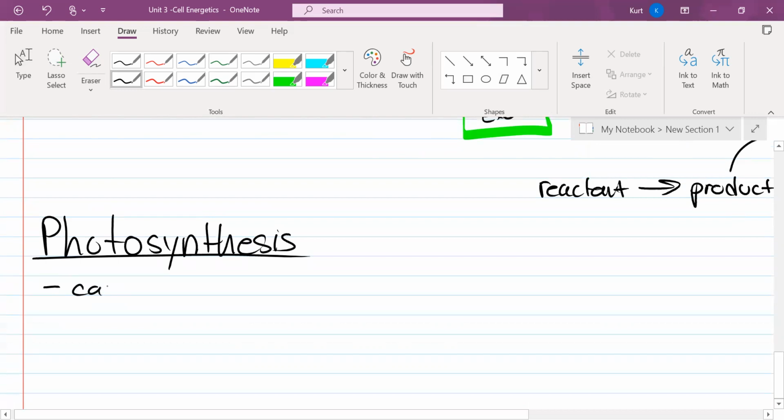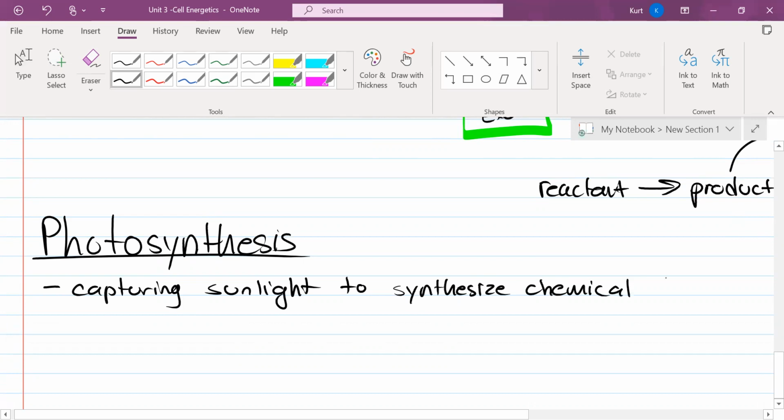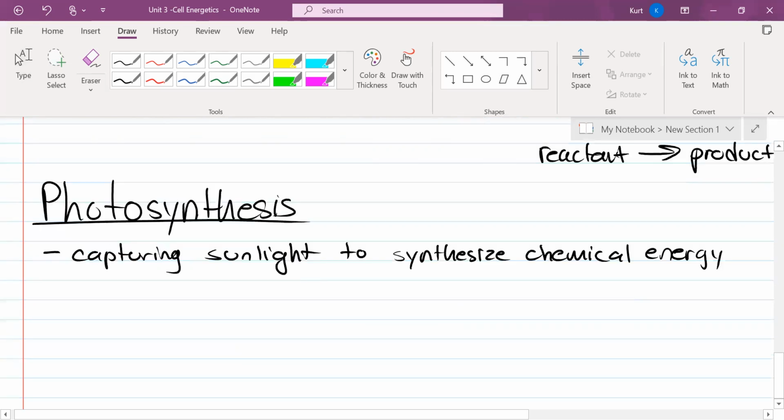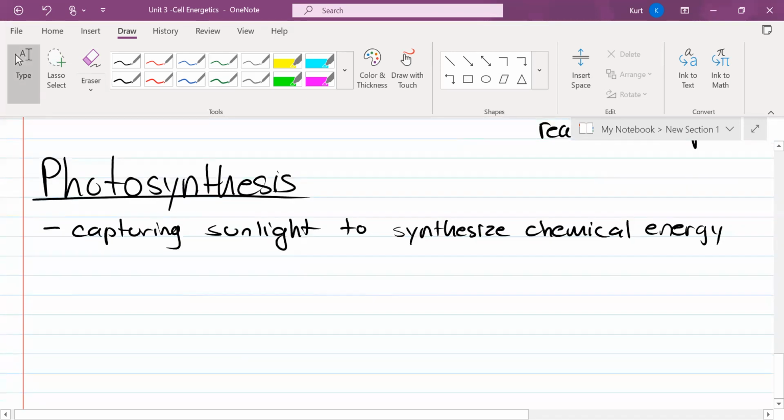Photosynthesis is all about capturing sunlight to synthesize chemical energy. Remember, if I'm going too fast on this video, this is a video. You can pause it, you can rewind it, you can do whatever you need. If I'm going too fast, which I entirely understand, I probably am, but you have the ability to pause and play and everything you need to do, all right?